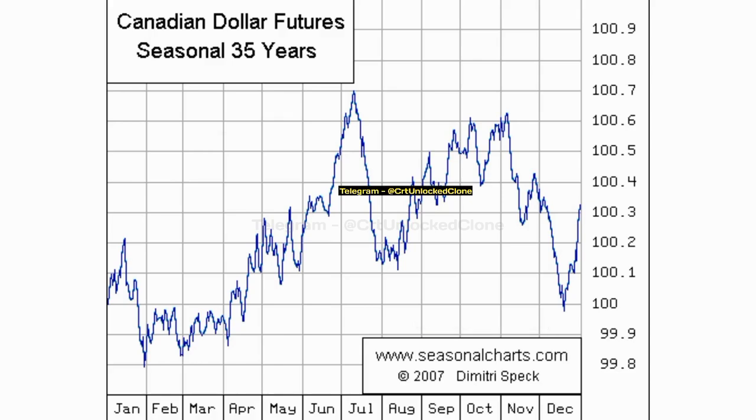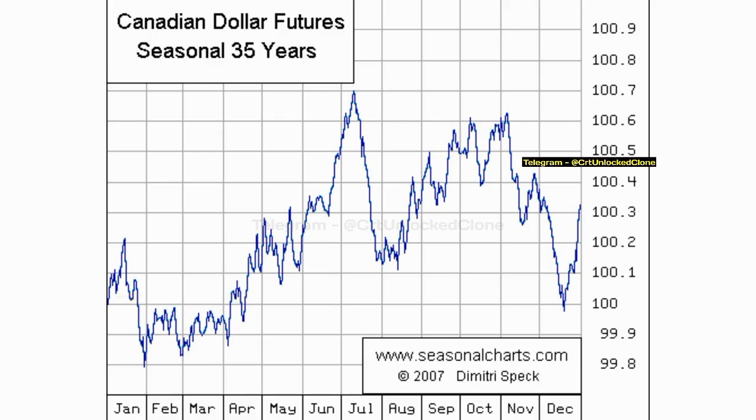Did you get it? Let me say it again. This seasonal tendency chart is of the Canadian futures chart, which is different from the Canadian dollar forex pair, the USD CAD. They're both different. They are inverted of each other, because here you're trading with the Canadian dollar, but on the USD CAD forex pair you're trading against it because you've got the USD in it as well. So all of this price action on this seasonal tendency chart will be inverted and flipped for USD CAD.